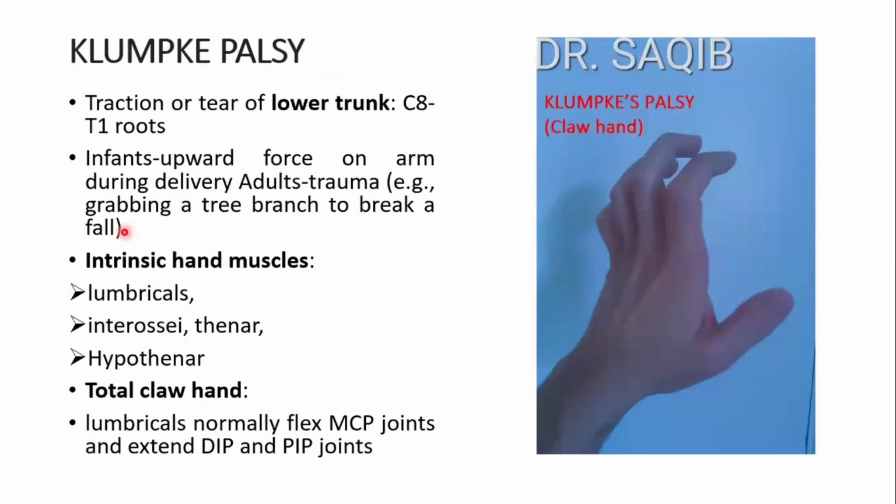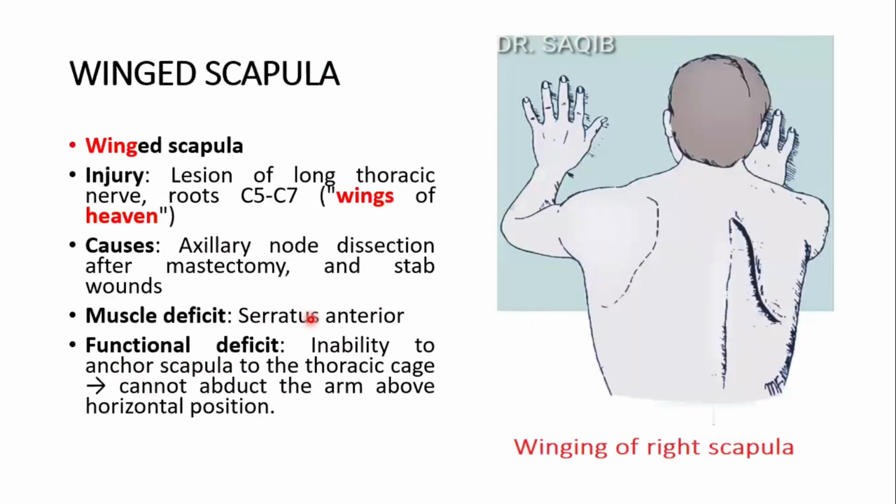I discussed all these pictures of these conditions with you. The intrinsic hand muscles are paralyzed: the lumbricals, interossei, thenar muscles, and the hypothenar muscles. The result would be a total claw hand. This is the result, right? That has been discussed with you already. You can go back and see.